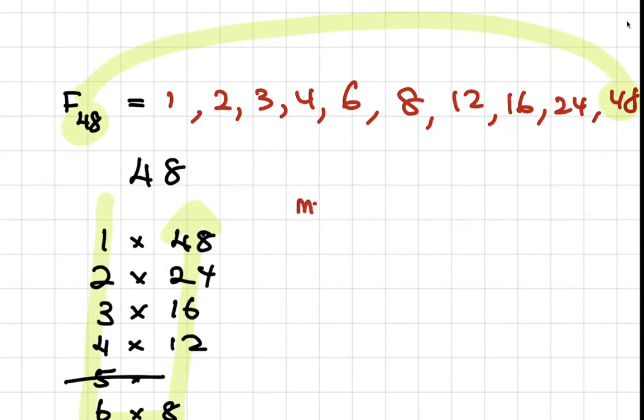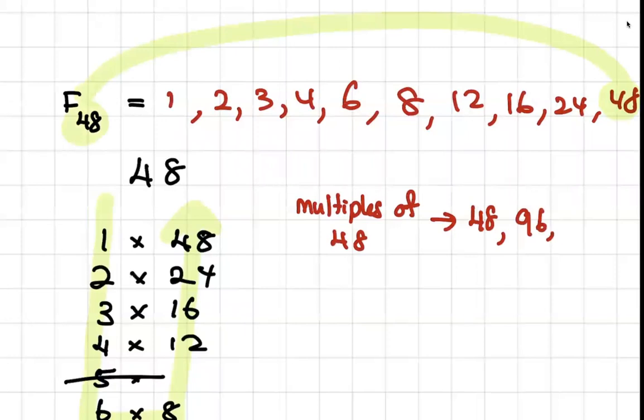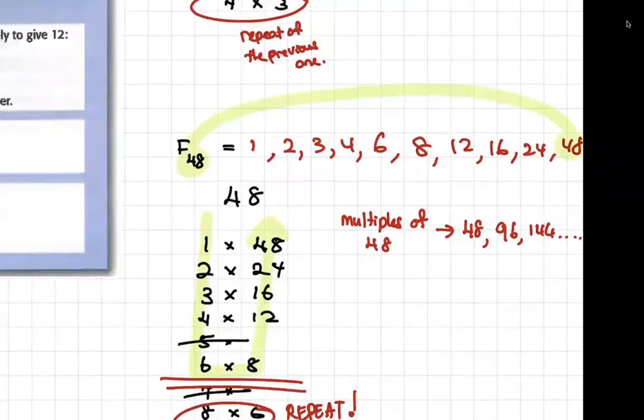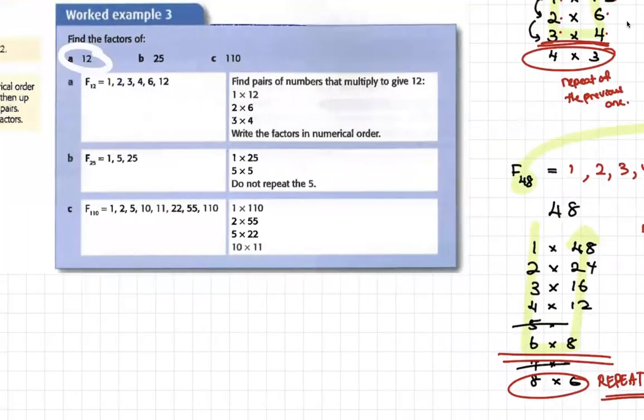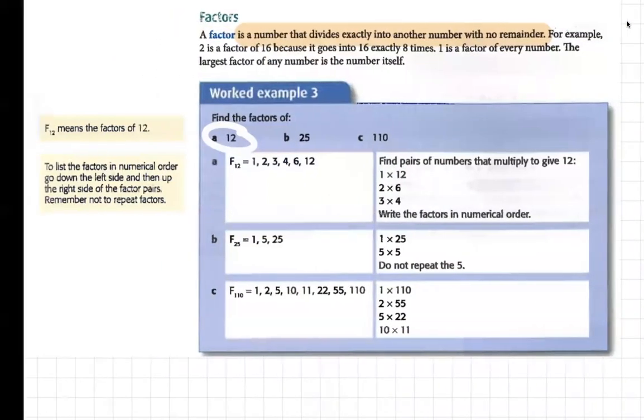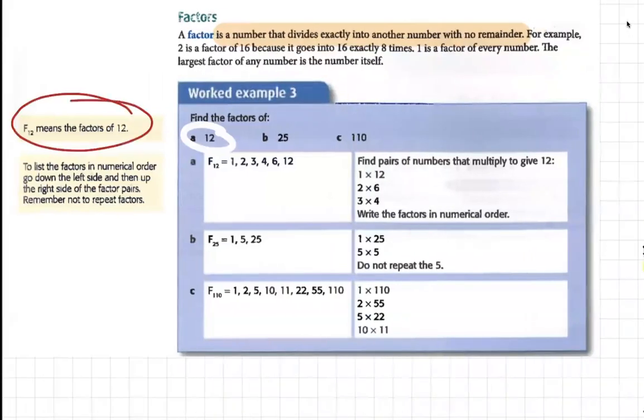So if I want multiples of 48, it's a different question like that. The first number should be 48. The second number should be 96, and just slowly add on to it. So 96 plus 48, we get 144, and then so on and so forth. That's how you do it. This is just an example of how to do it. This is a short form of writing what a factor is. And the largest factor of any number must be the number itself.